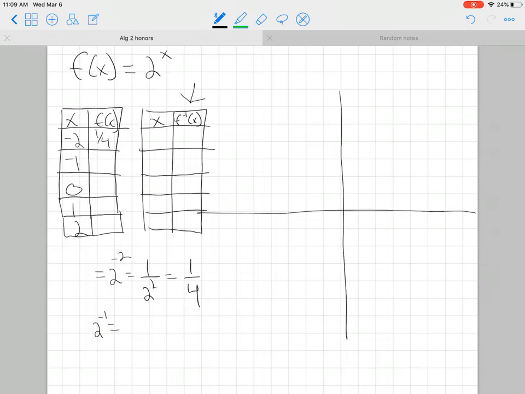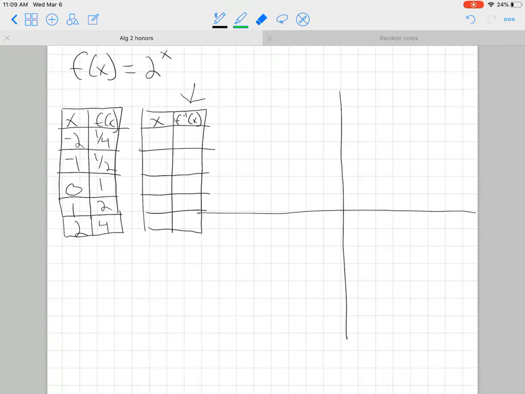2 to the negative 1 power is 1 over 2 to the first, which is 1/2. 2 to the 0 power. Everything to the 0 power is 1. 2 to the first power is 2. And 2 to the second power is 4. Okay, that shouldn't have thrown you for too much of a loop except for those negative exponents. So hopefully you remembered that.